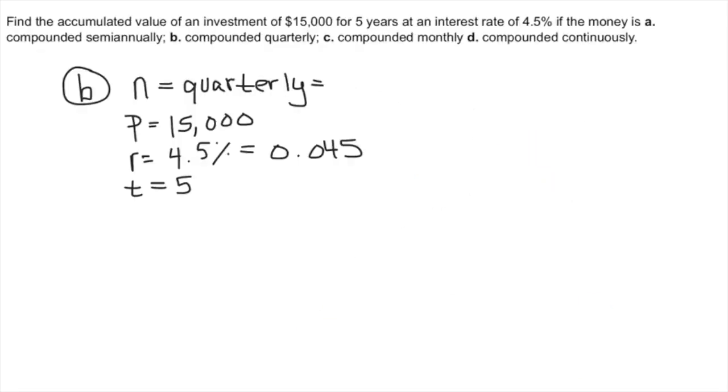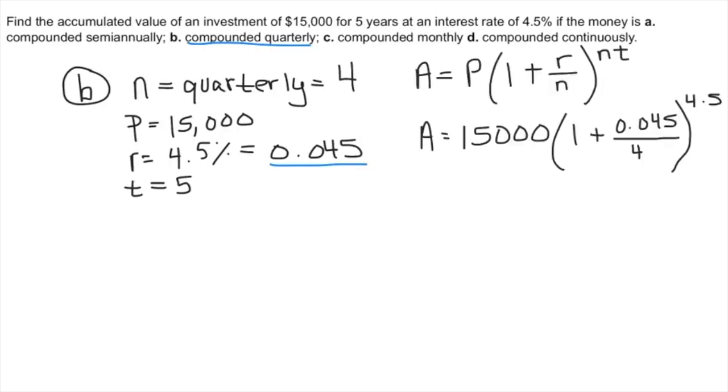Part B asks us to find the value of the investment if it was compounded quarterly. So quarterly means 4 times a year. Therefore, our N in this case will be 4. All the other values stay the same. So our principal is 15,000. R, which is the interest rate, is 4.5%, but remember we need to divide by 100 to convert it to a decimal. So we have 0.045, and then T, the number of years, is 5.